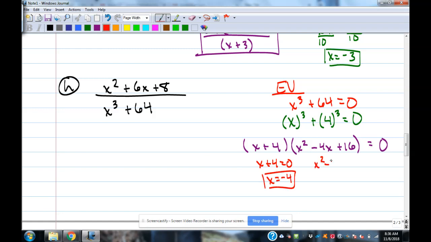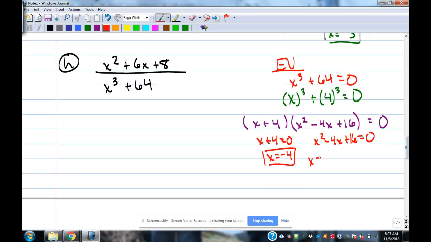When I set x squared minus 4x plus 16 equal to 0, will that factor? Anything multiplied to be 16 that adds to be negative 4. 8 and 2, that's 6 apart. That doesn't work. 4 and 4, that's 0 apart. 16 and 1, that's 15 apart. So there's nothing that works there. So that won't factor. So how do I solve it?